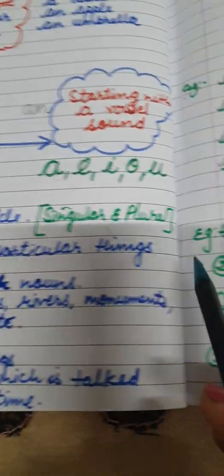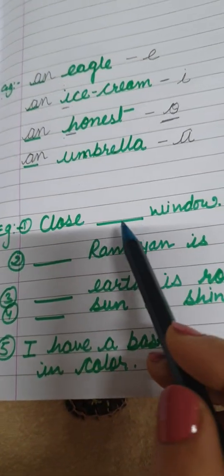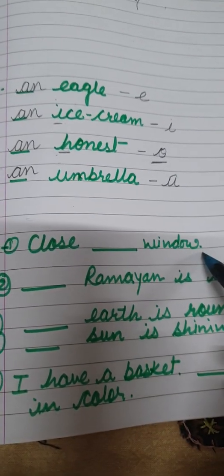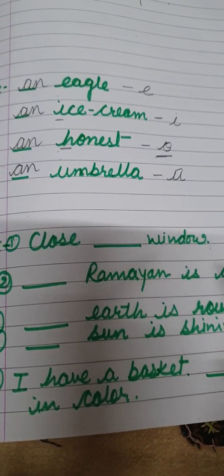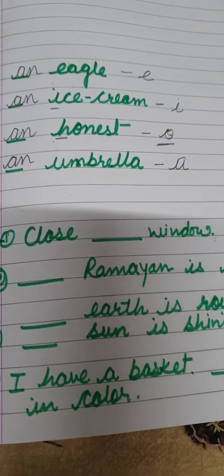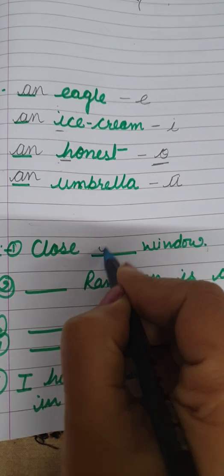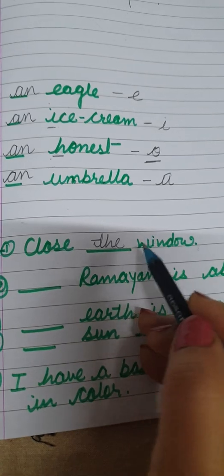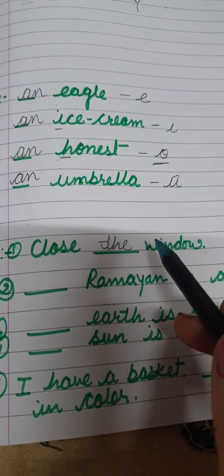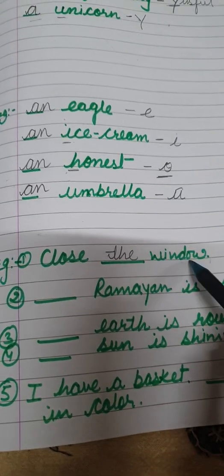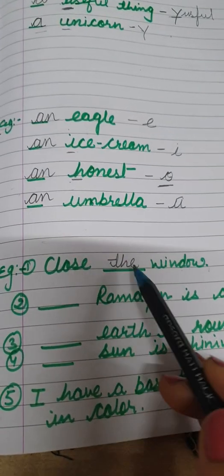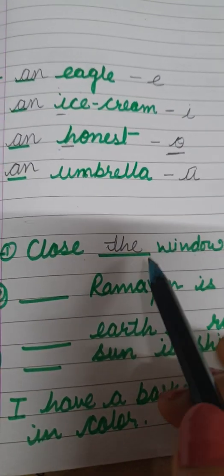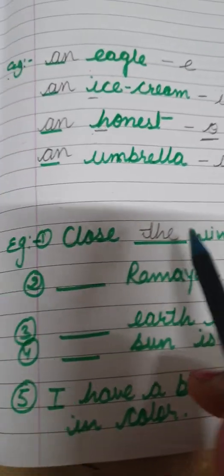First, we use the for particular things. Let's see an example. Close dash window. If I'm asking you close window, here I'm very much sure that I'm talking about a particular window, कि इस window को बंद कर दो. So here we are using the. Close the window. We will not use close a window. Why? Because we are sure कि हम कौन सी window की बात कर रहे हैं. हमें पता है कि ये ही window बंद करनी है. So close the window. Okay. So if we are talking about particular things, we will use the.